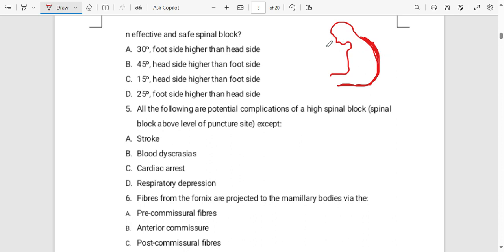So this is the person, you can see the person is tilted forward like that. And say this is the line that you are using. So you are pushing your needle like that, right? That's how it pushes towards the umbilicus. It's 15 degrees head side higher than foot side.